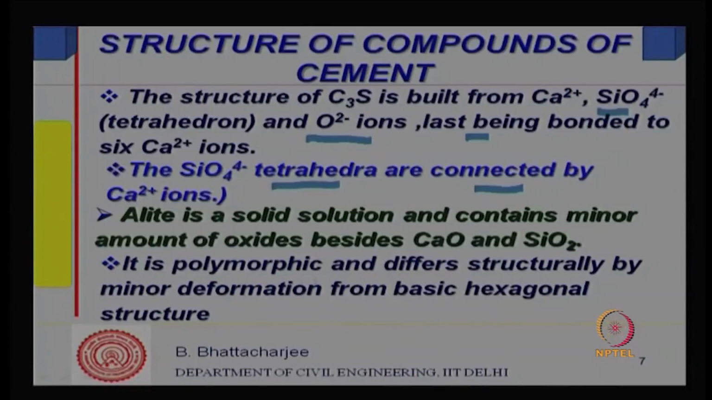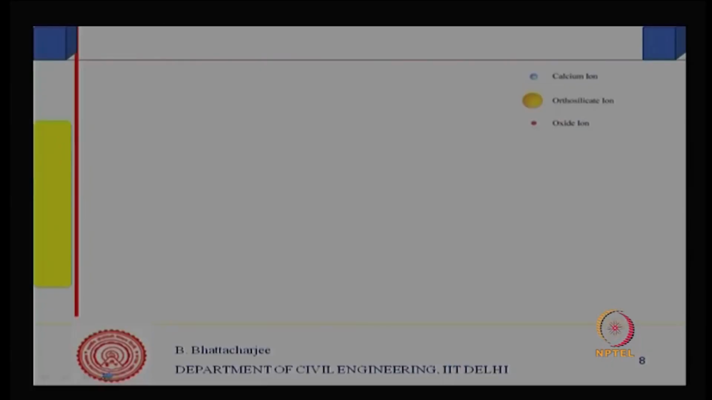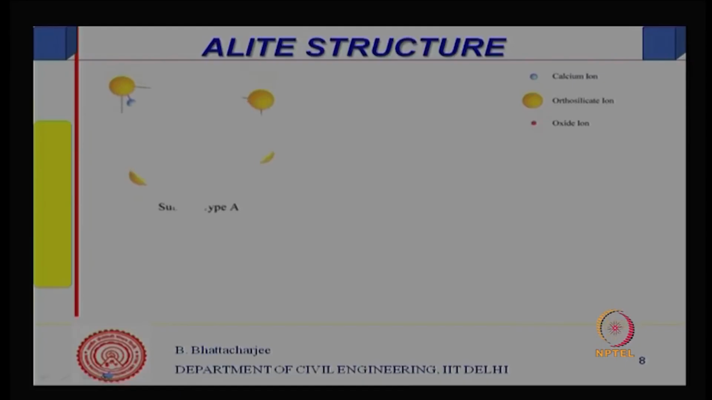Generally, it exhibits polymorphic structures, and differs structurally by minor deformations of the basic hexagonal structure. So, it has got a basic hexagonal structure. It is polymorphic, not the same crystal structure. More than one morphology exists, and all these morphologies differ from the basic hexagonal structure by minor deformations. So, let us look further into this tricalcium silicate structure.